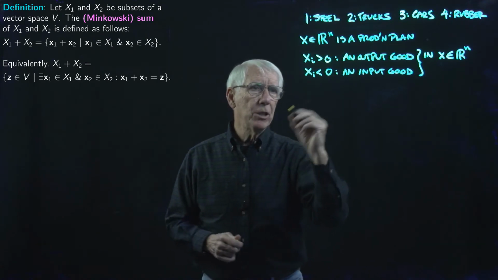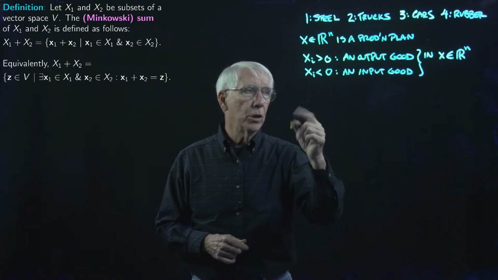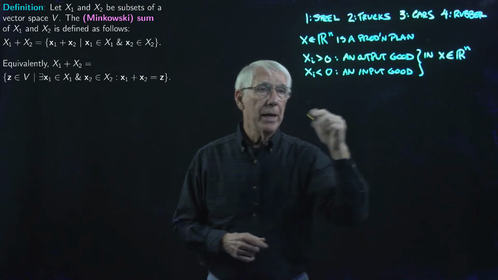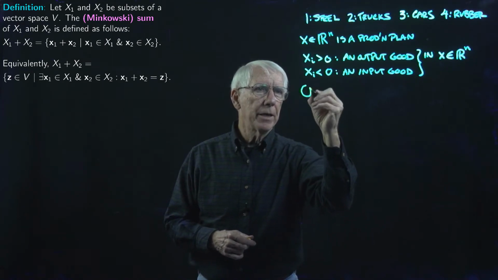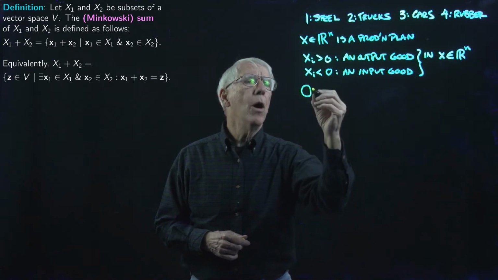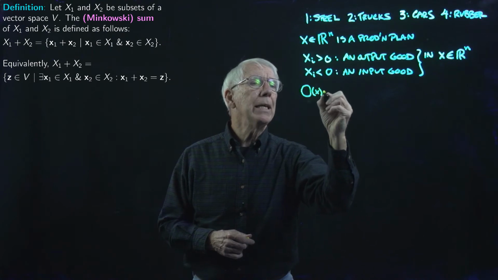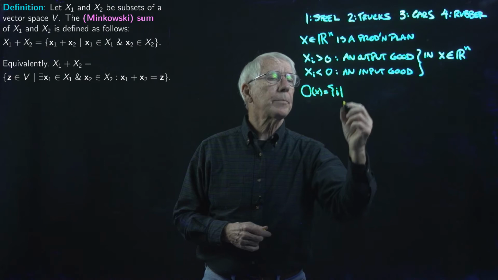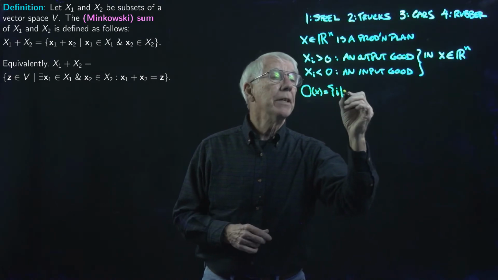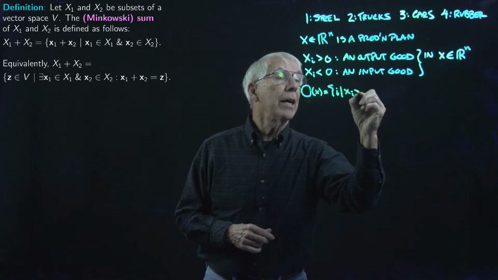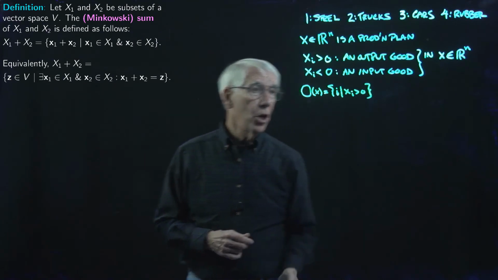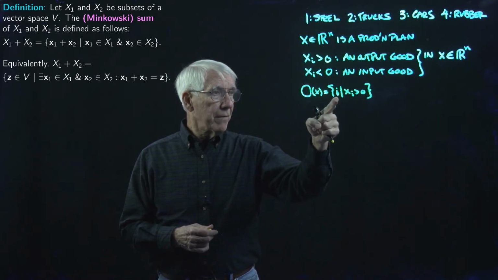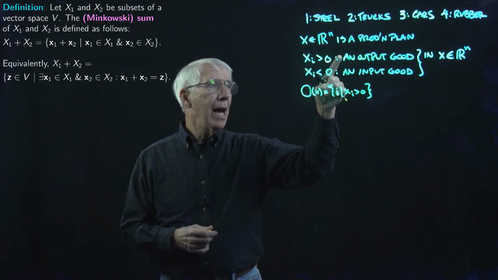And so it'll actually be useful to keep track of the input and output goods in any particular x by the following kind of device. Let O of x be the set of indices, the set of goods, such that xi is positive. So this is the set of indices of output goods.